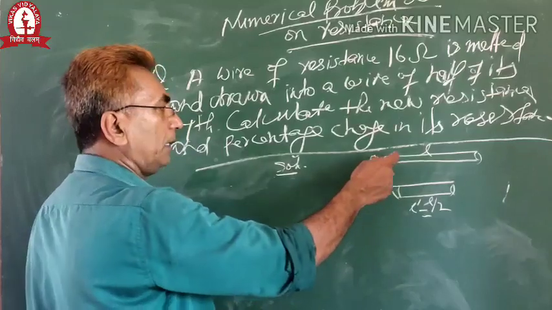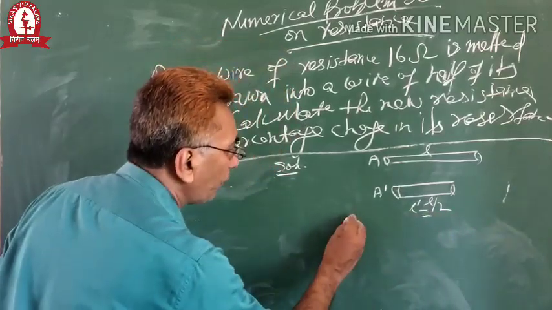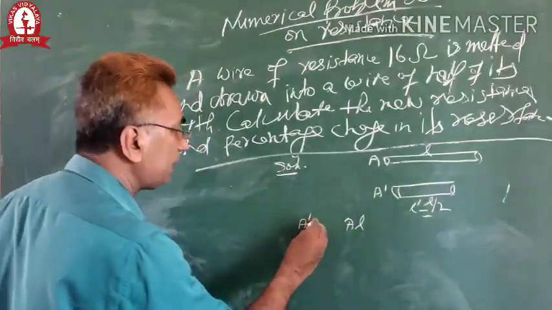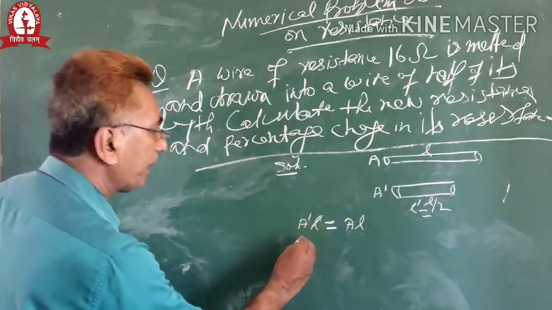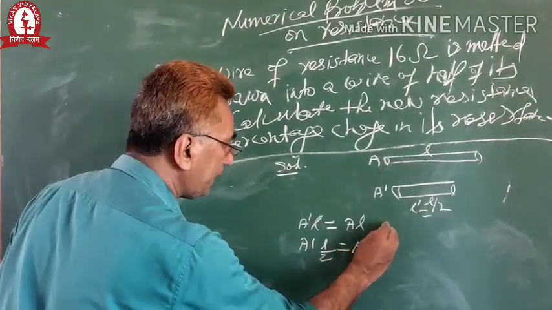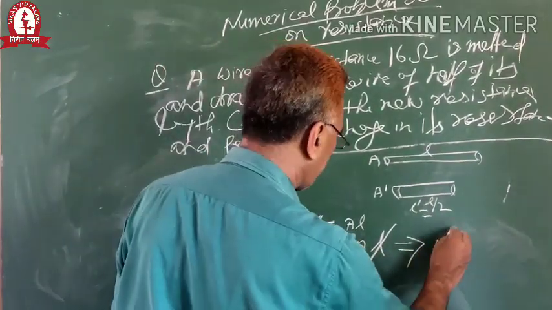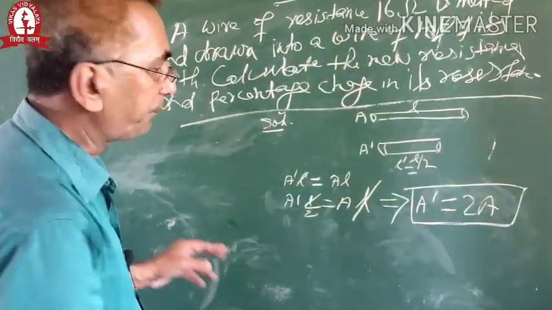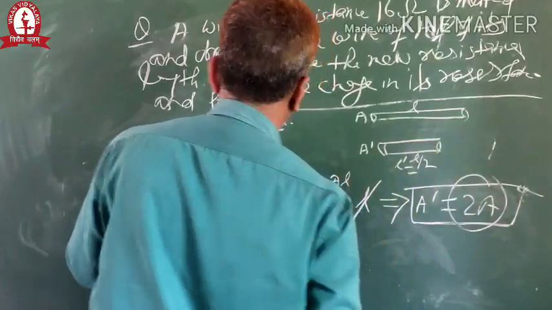You know that whenever a solid is melted, its volume remains constant, and you know that volume is equal to A into L. Just after the melting the volume will remain constant. So now you see here A dash into L dash is equal to A into L. Now A dash into L by 2 is equal to A into L. Cancelling L and L, this implies A dash is equal to 2A. This is the new area that we get from the calculation. New area is how much? It becomes 2A.